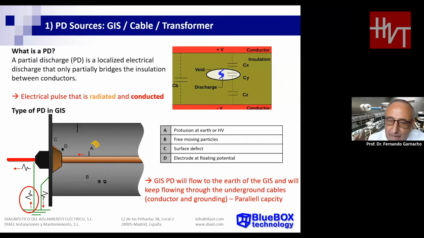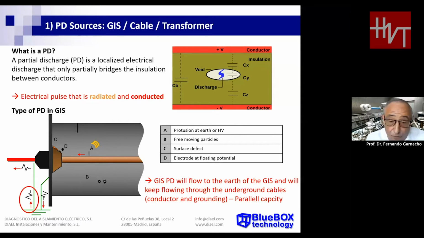There are 2 alternatives. We can measure the radiated energy, or we can measure the conducted energy of this pulse. For instance, in a GIS, we can have different kinds of partial discharge sources. For instance, we can have a protrusion in the high voltage conductor, or perhaps a protrusion in the grounding of the envelope enclosure of the GIS.